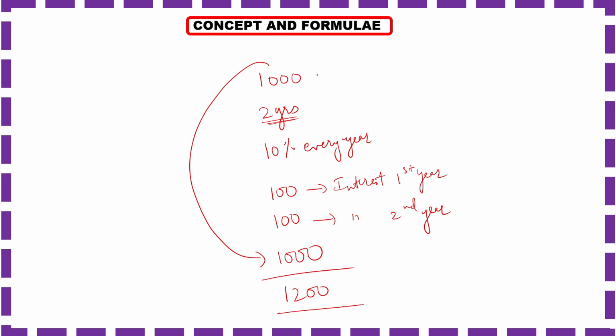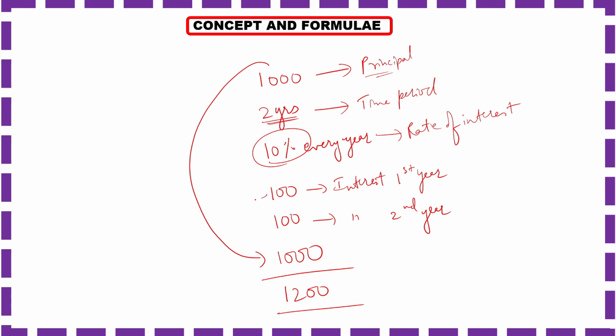If we name the terminologies, the initial amount that you borrowed from your friend is known as the principal amount, right? It's known as the principal, and the 2 years is known as the time period. And what is this 10%? 10% is the rate of interest. And what is this 100 and 100? This is the interest on the principal.